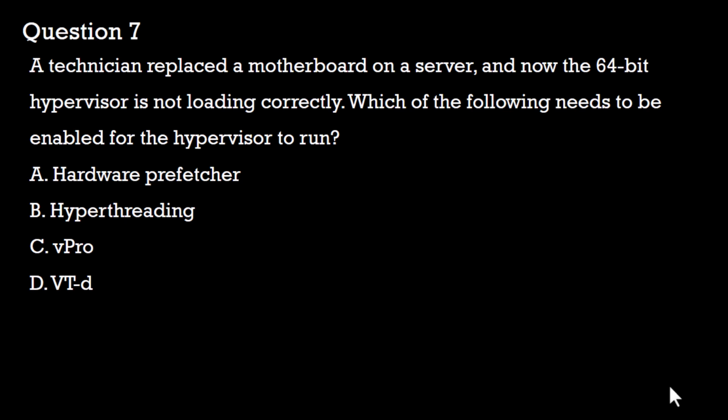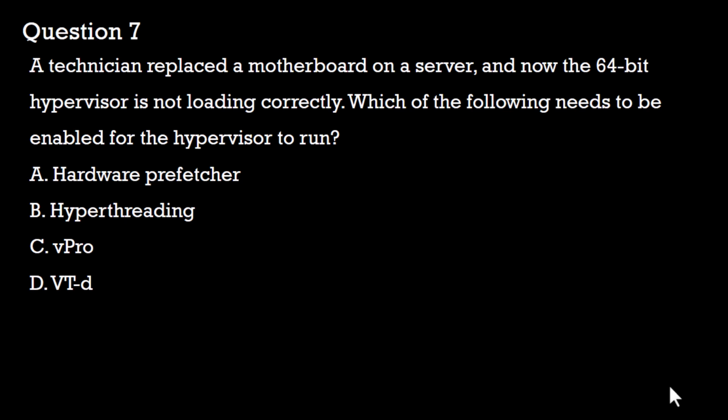So option A, the hardware prefetcher, improves performance by predicting what data is needed before it is requested. However, it is not directly related to hypervisor functionality. For option B, hyperthreading, while it is beneficial for multitasking and performance, it is not a requirement for running a hypervisor. The vPro is a set of technologies that enhances remote management and security of PCs, but it is not required for hypervisor operation.